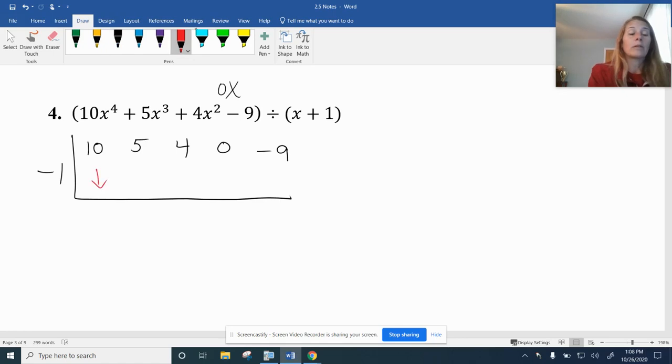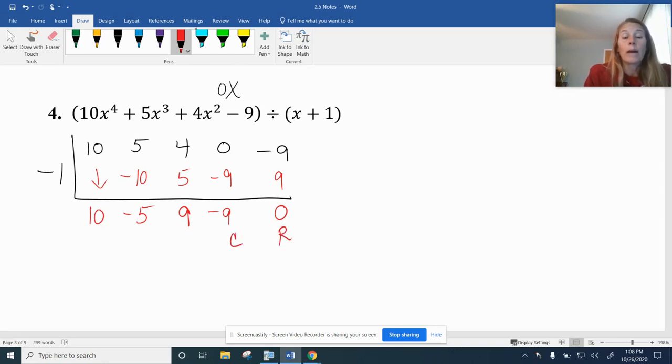Using my grid pattern, dropping down the 10, multiplying it to -1, adding up the next column, multiplying, adding up, multiplying, adding up, multiplying, adding up. Now this time it just so happened that my remainder was a 0, but I still work backwards, kind of assigning all these numbers to the different parts of my polynomial answer. Constant, x coefficient, x squared, and x cubed.